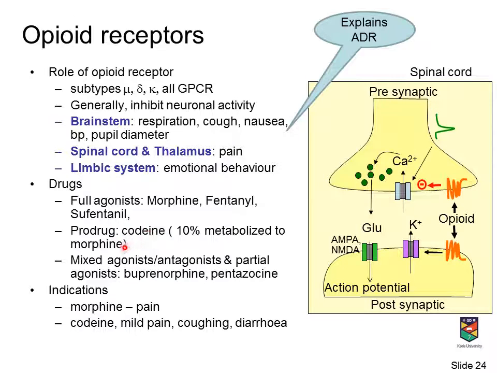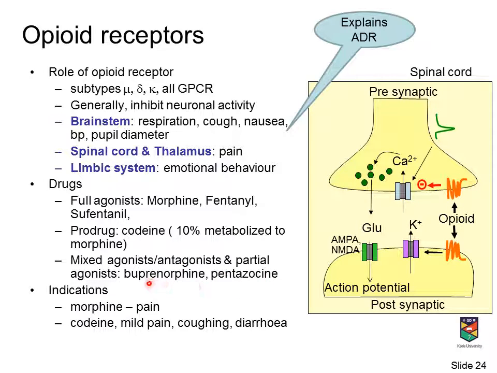So codeine's methylmorphine, it gets demethylated, and 10% of it's demethylated to morphine. But it's only 10%, so it's much less effective, much less efficacious than morphine itself. And then we've got what we call mixed agonists and antagonists. So these are drugs that can act as agonists at some of these receptor subtypes, but antagonists at others. And an example of that is pentazocine.